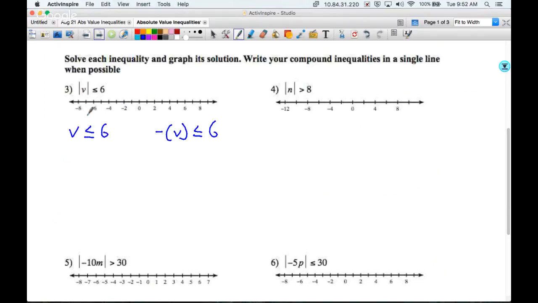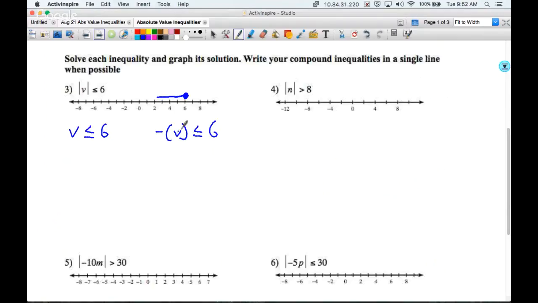This one's already ready to be graphed. V is less than or equal to 6. Put a point at 6. Check with the inequality. It's telling me to fill it in because of that or equal to. The less than means it's going in this direction. But I'm not going to finish that arrow. I've got my end point and I've got the direction the arrow is going.